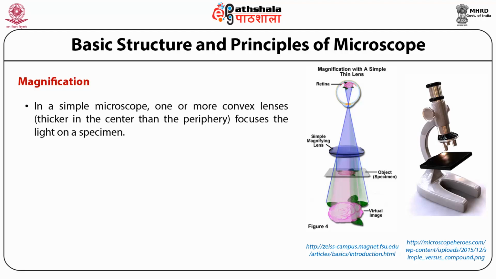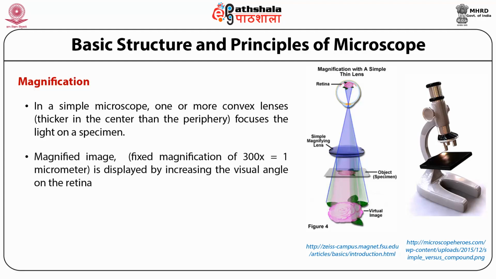In a simple microscope, magnification is achieved by a convex lens, and a convex lens is thicker at the center compared to the periphery. In a simple microscope a single lens is used. As you can see on the extreme right, as a depiction of one of the simplest microscopes available, magnification via these simple microscopes is almost 300x. That means you can resolve a 1 micrometer small object.